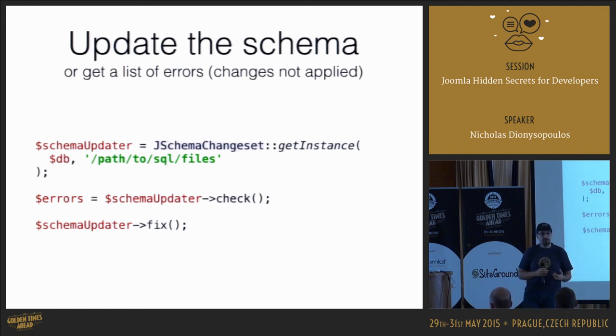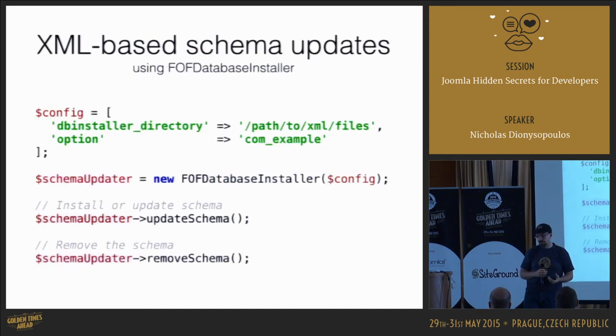And if you don't fancy using a huge collection of SQL files to manage your schema updates, because they can grow really unwieldy, you can use XML-based schema updates. This is currently part of FOF2, which is shipped with Joomla 3.2 and later. This class, FOF Database Installer, is available in Joomla 3.3 and 3.4. And basically, you have a single XML file which does all the database installation and updates. You can just take a look at it.